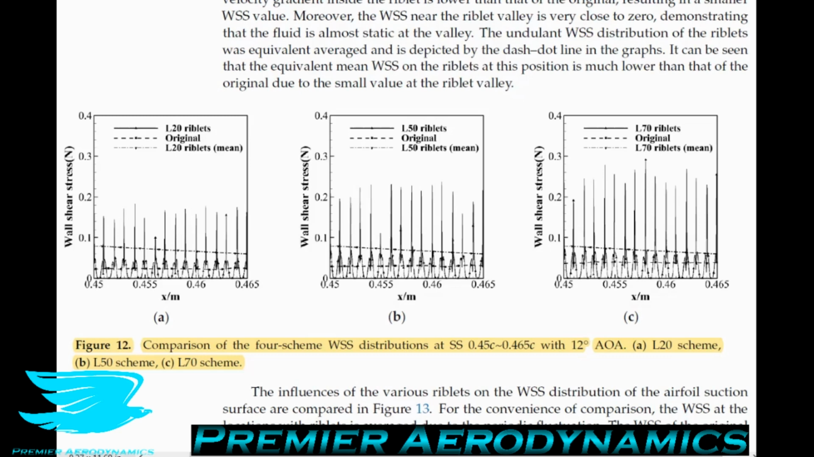What does that mean? It means that even though you're getting these peaks, these local maxima in the wall shear stress at the top of the riblets, inside the riblets most of these areas are at lower wall shear stress values than the smooth airfoil. So if you were to average out the peaks and troughs of what's happening, you actually get a lower wall shear stress value, which means you get a lower friction drag. And that's why we're getting a reduced friction drag.